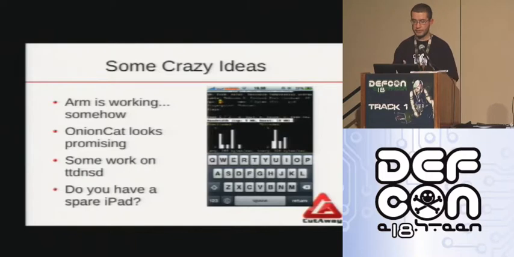Some of the future crazy ideas: ARM is working. If you don't know what ARM is, it's the Anonymity Relay Monitor. It was one of the first Google Summer of Code projects sponsored by the Tor Project. It's a Python application to monitor your Tor relay. It's screenshotted right here. I have planned to port OnionCat to this platform.